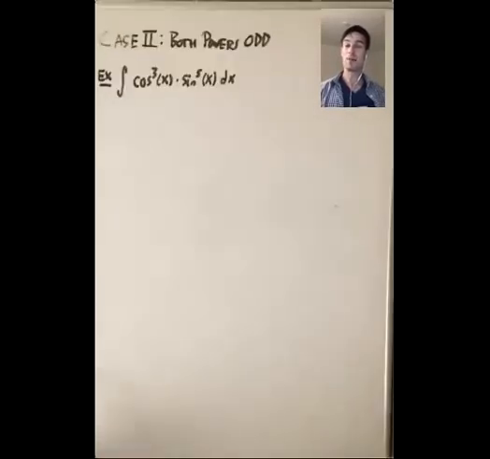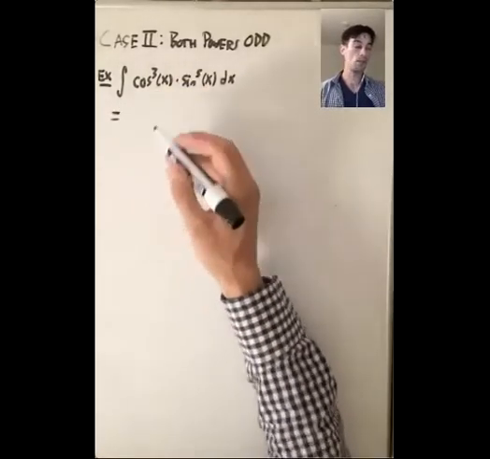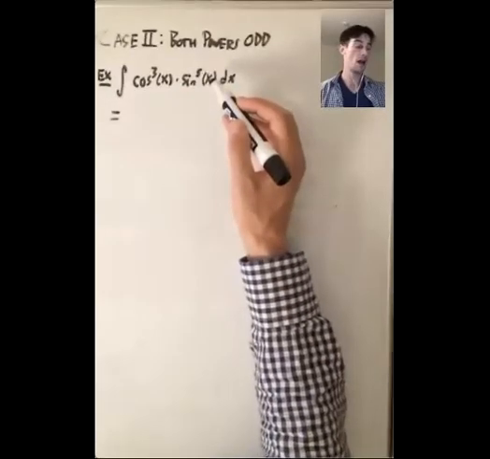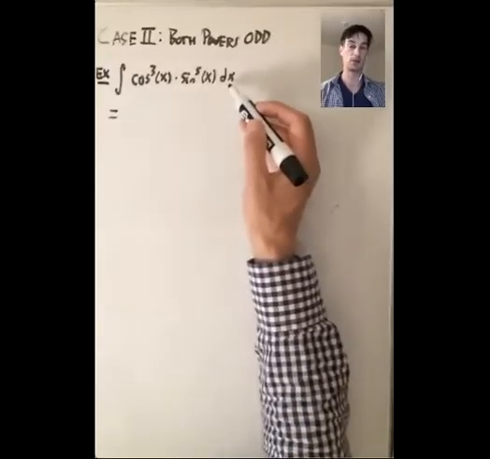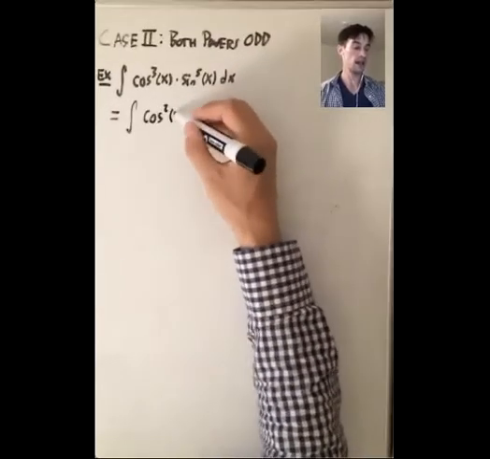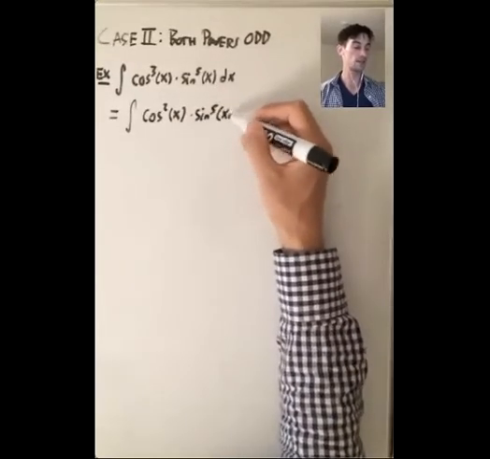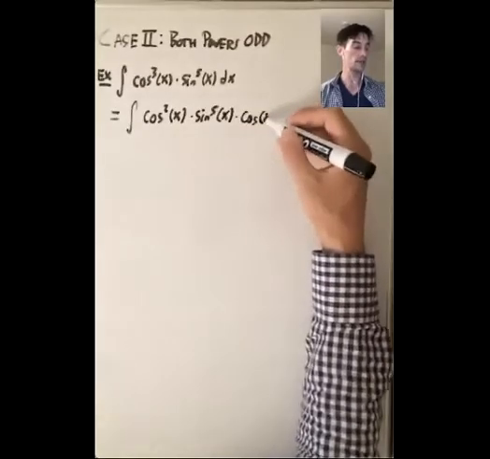We had one odd power and one even power. And we borrowed from the odd power and took a sine or a cosine, depending on which one is the odd power, and put it together with the dx, and then applied u substitution. So here, we're going to, again, borrow from the odd power and put one of the sine or cosine together with dx. So for example, you could write this as the integral of cosine squared x times sine to the fifth x times cosine x dx.